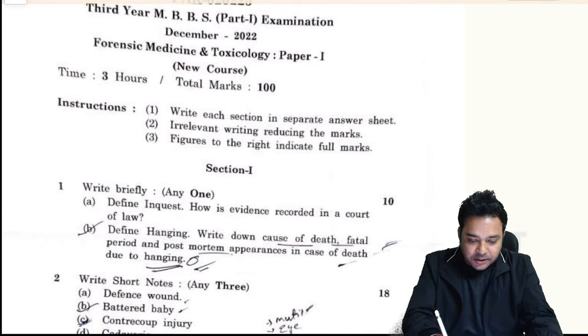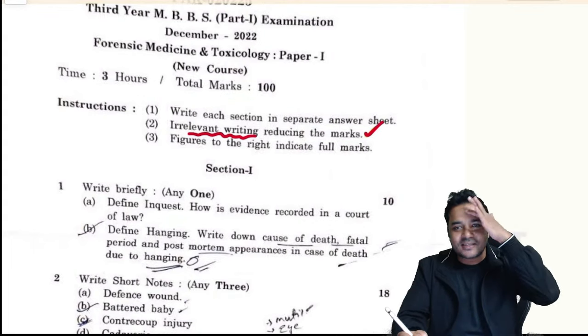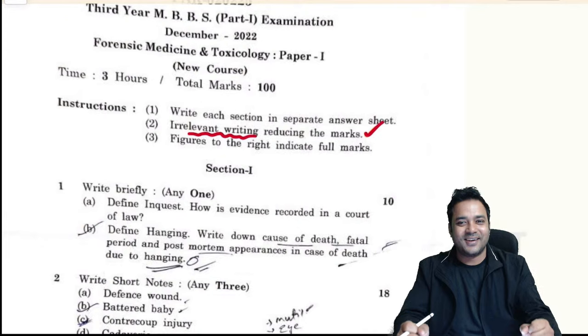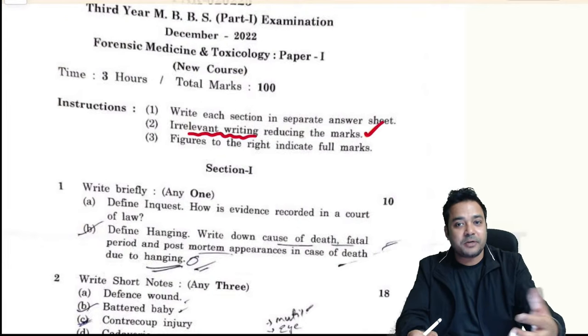Now in the instructions, irrelevant writing reduces the marks. This is the most important aspect. Never write anything which is irrelevant in your question paper. That sir, please pass me, I was ill, my girlfriend was ill. So these things are not going to save you. What is going to save you is your hard work. So let us see that hard work, how it is to be done smartly.